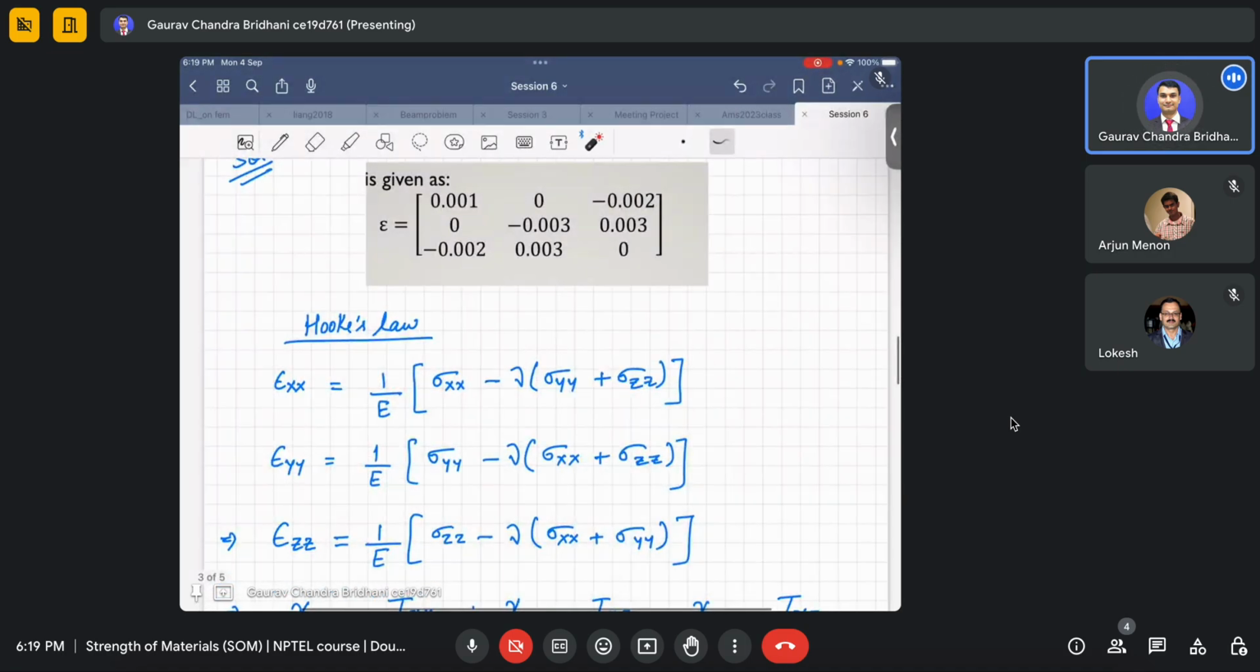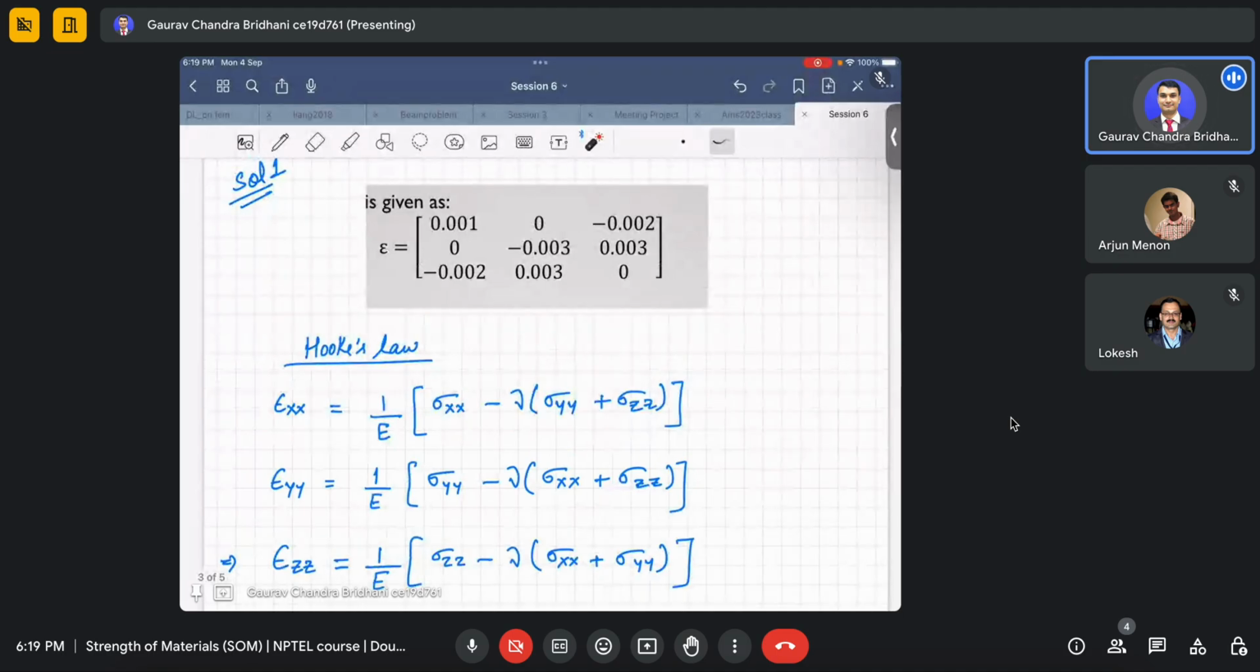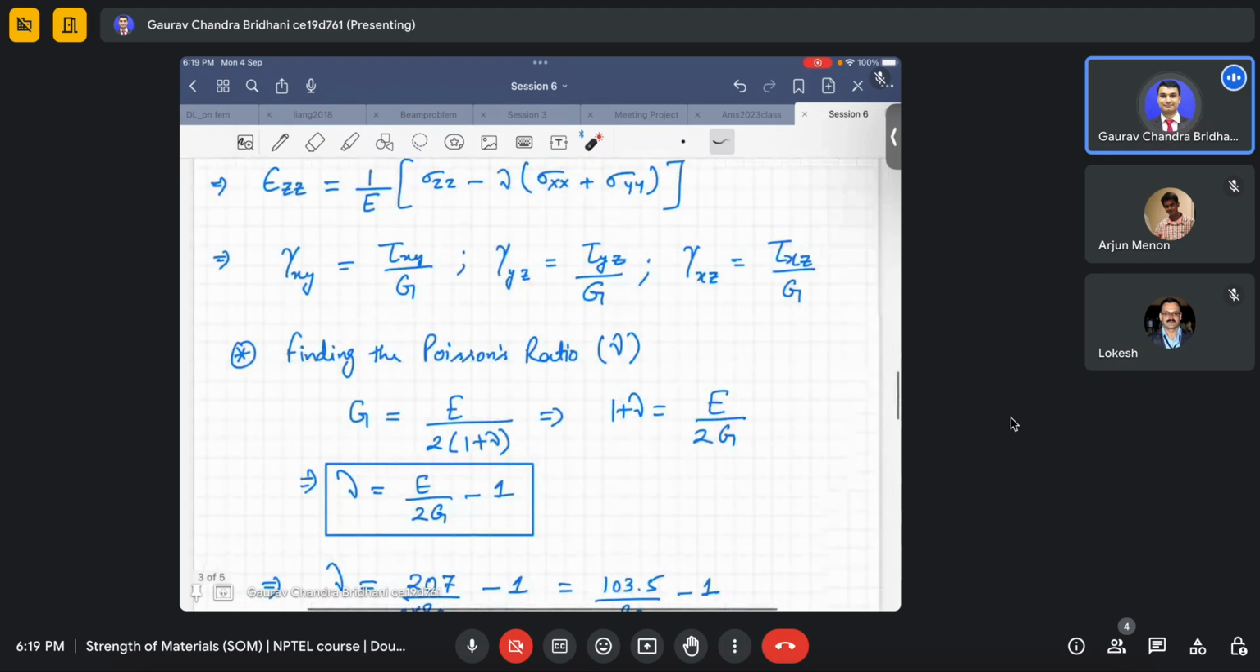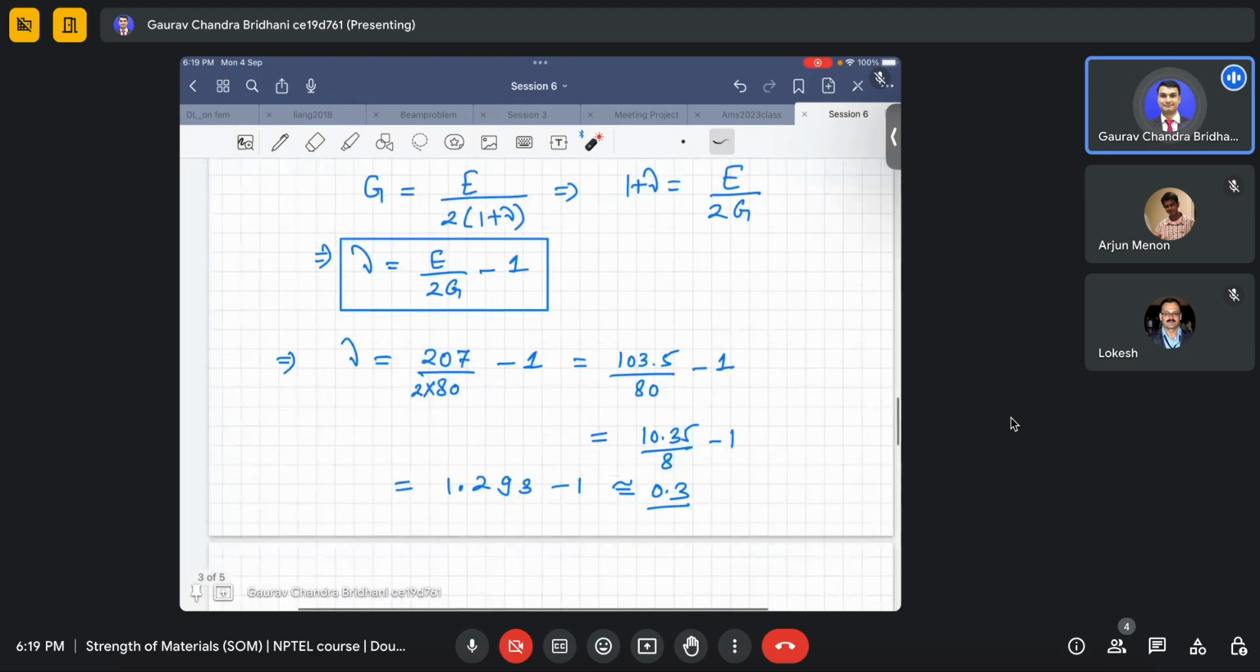You can see that there are some zeros also in the strain matrix. There is a 0 here, that is gamma xy is 0, and then we have epsilon zz also 0. So we can use that fact, and let's try what comes from them. So first I'll use gamma xy as 0.